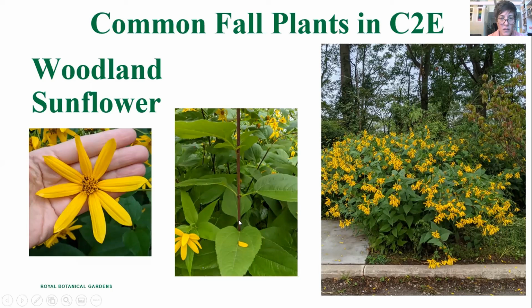If you look closer, you will see that it has 2 leaves coming out opposite one another along the stem here. If you were to touch those leaves, they feel very rough. They're pretty cool. And this is about the size of the woodland sunflower flower head.